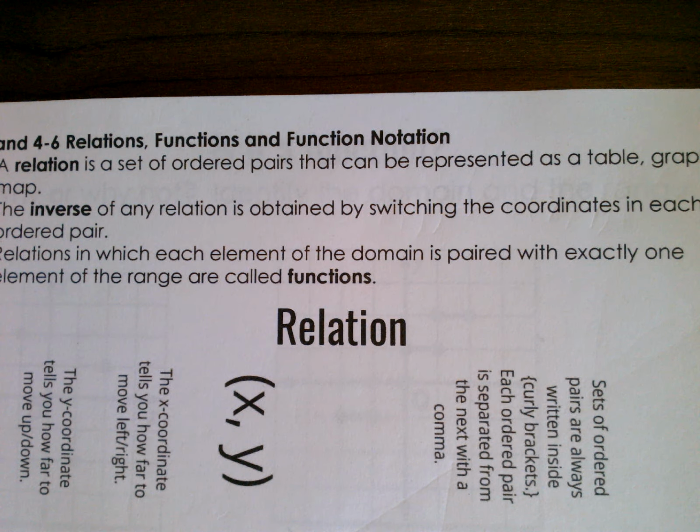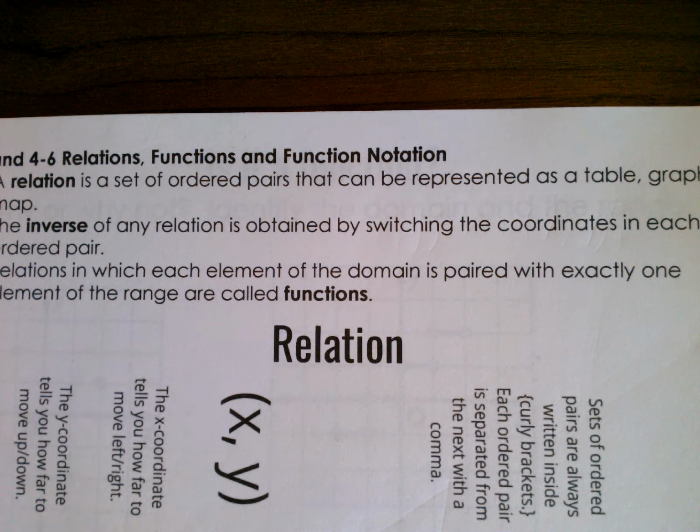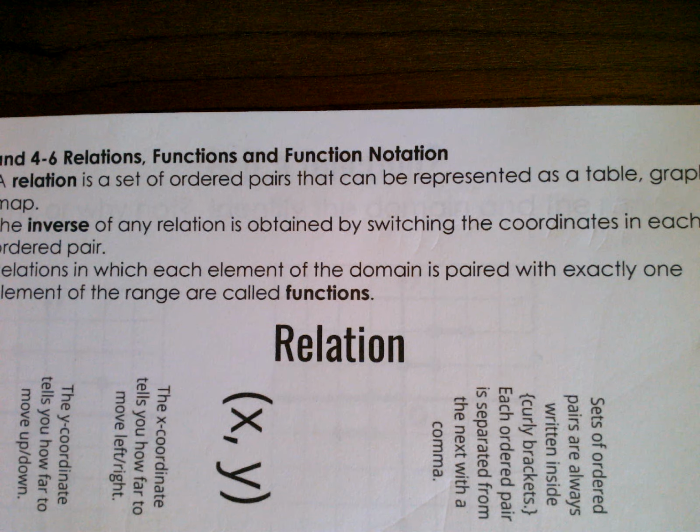Okay, we're going to move on to relations, function, and function notation. A relation is a set of ordered pairs that can be represented as a table, graph, or a map. The inverse of any relation is obtained by switching the coordinates in each ordered pair.